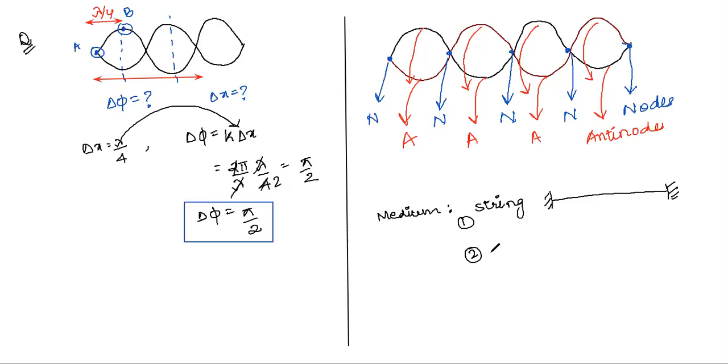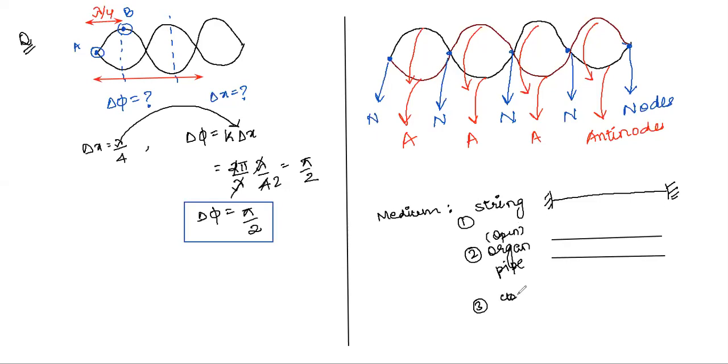Second is, let's say, an organ pipe. An organ pipe is just a simple hollow cylinder where waves can be formed. Third one is a closed organ pipe. This one is generally called an open organ pipe, right? If not given, it's open. Open means it's open at both ends.